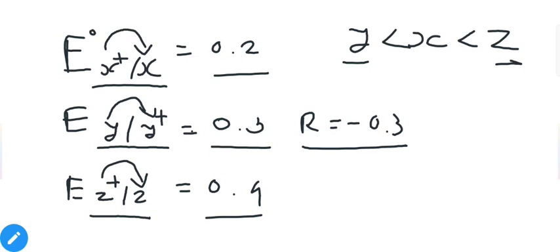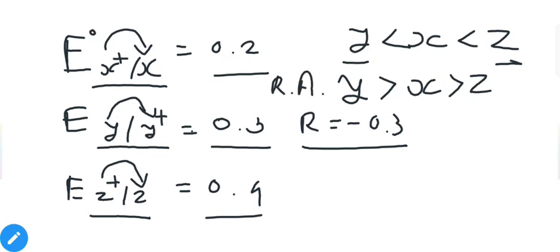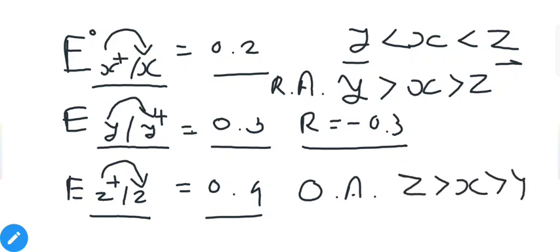So Y is the strongest reducing agent, then second one will be X, and then least reducing agent will be Z. So this is the reducing agent order, and oxidizing agent order will be opposite. Z will be strongest oxidizing agent, then X, and then Y.